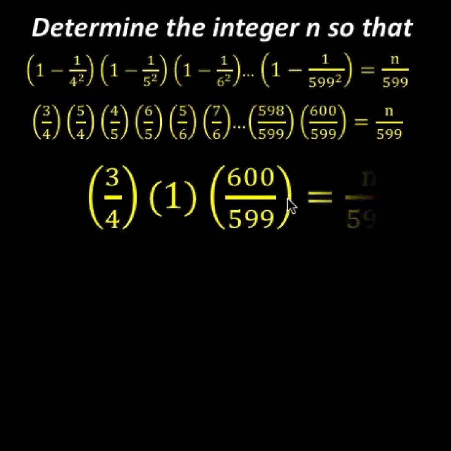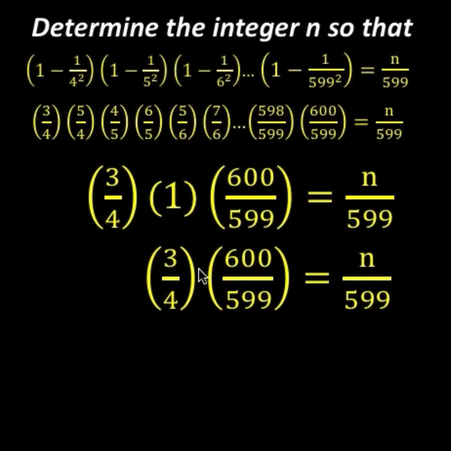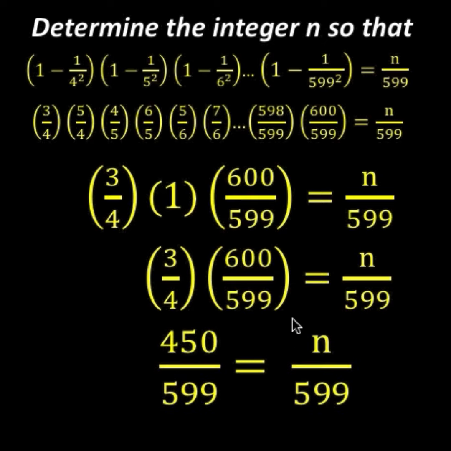And therefore, we can now simplify this as the first factor, 3 over 4, the product of all the terms in between is 1, and the last factor, 600 over 599, that is equal to n over 599, which is now equal to 3/4 times 600 over 599 equals n over 599, which is finally equal to 450 over 599 equals n over 599. Now in this problem, we are after the value of this integer n.